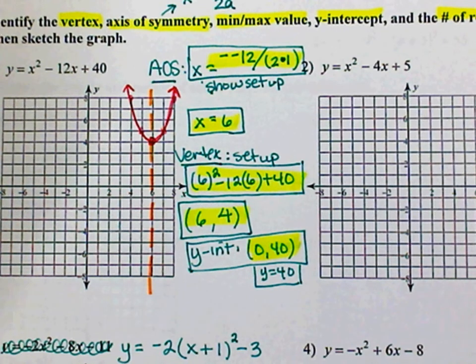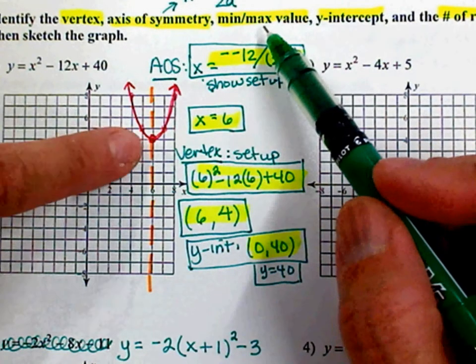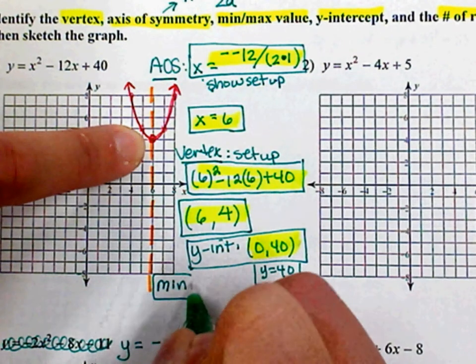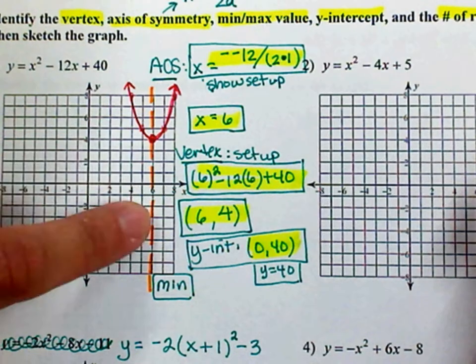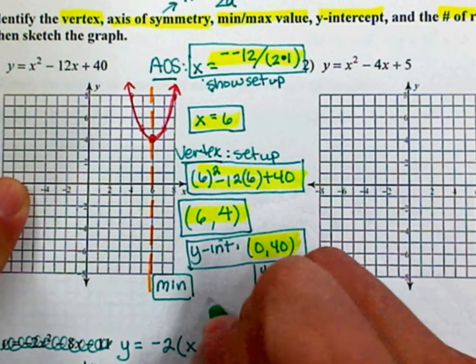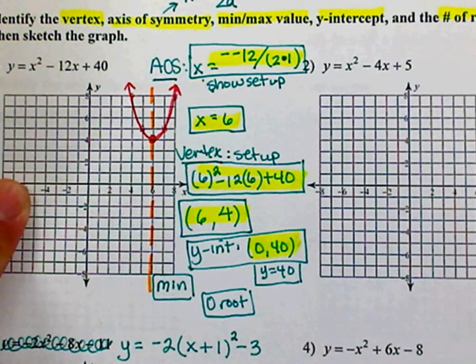Okay. Next part. Use your graph. Is that a minimum or a maximum? Minimum. That's the lowest, shows the lowest point, right? Okay. How many roots do you have? How many times is it crossing the x-axis right here? 0. So it is 0 root. Okay?